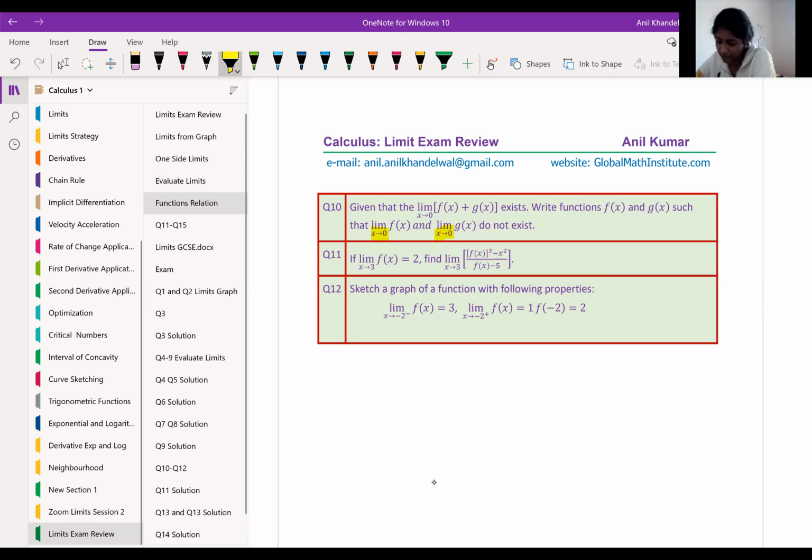So what I did, for each one, I made it as limit as x approaching 3. Perfect, good job. And then I put it as f of x, and then I cube the whole thing, because we know f of x is 2, right? So 2 cubed is 8, and minus x squared, x is 3, so 3 squared is 9, 8 minus 9 is minus 1. That is your numerator, correct? Denominator: 2 minus 5, which is minus 3. And you have your answer right there, minus 1 over minus 3, which is 1 over 3, and that's your answer. Perfect.